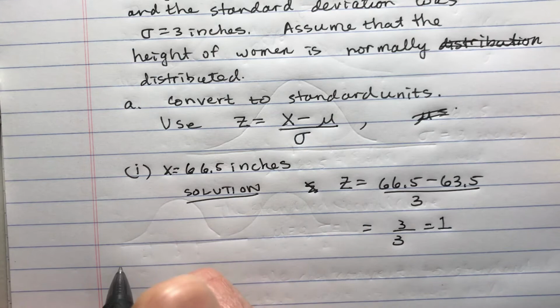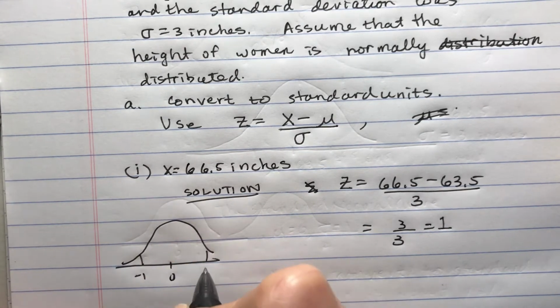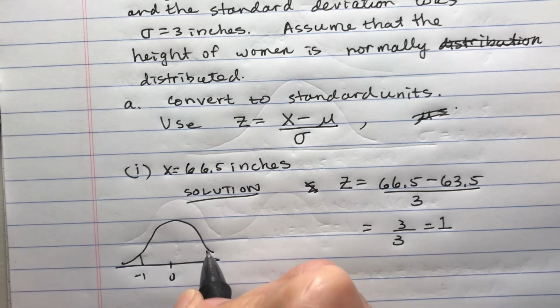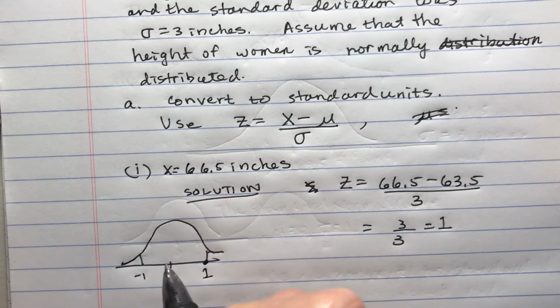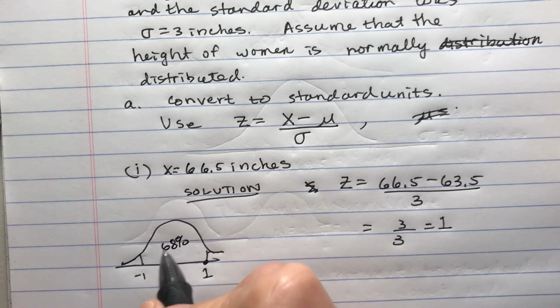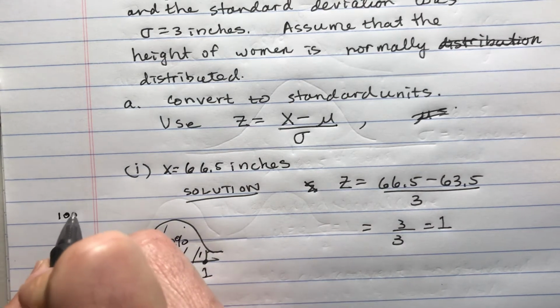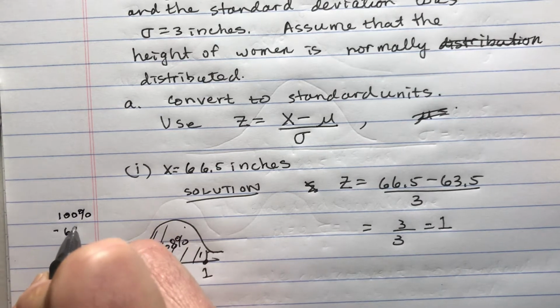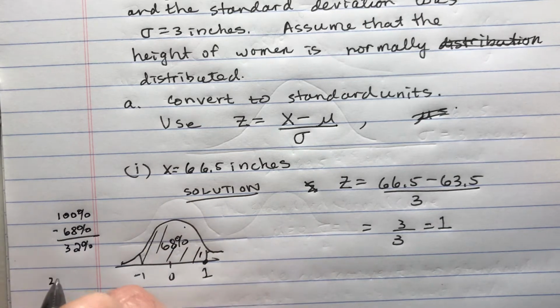So if you wanted to draw the picture, here's 0, -1, and 1. So this is where this woman is. She's 1 standard deviation above the mean. Remember that 68% is between -1 and 1. So if you take 100% minus 68%, you get 32%. And so then if you take the 32% and divide by 2, you get 16%.